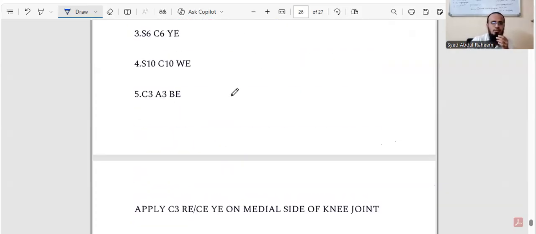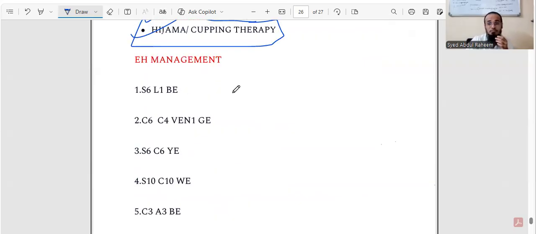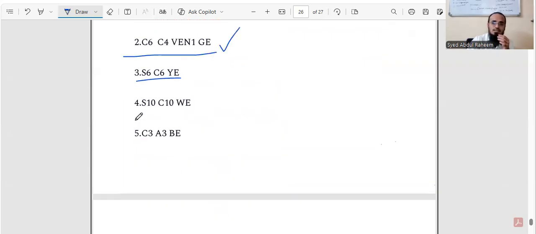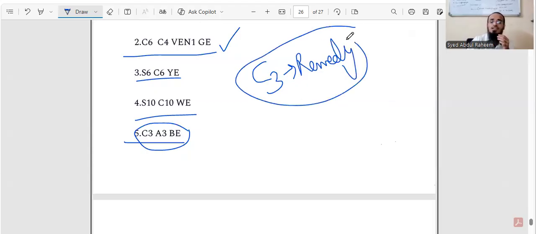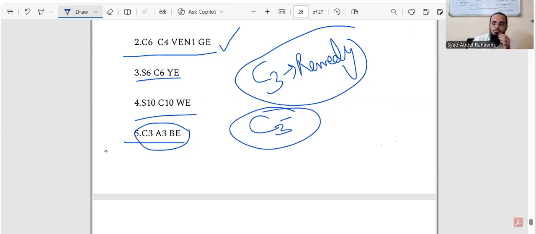Now, how do you manage electrohomeopathically? Because you have to know the reason behind osteoarthritis. So the basic treatment here: S6, L1, B, C6, C4, N1, G, and S6, C6, YE, S10, C10, WE, C3, A3, B. For the cartilage, C3 is the best remedy. C3 will improve cartilage degeneration. The C group is always for degenerative remedies. You have to select C3. C3 is the best.